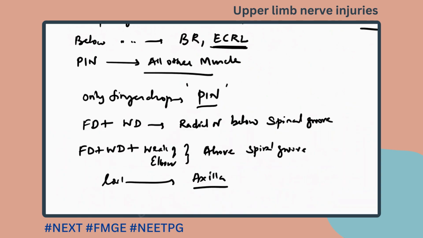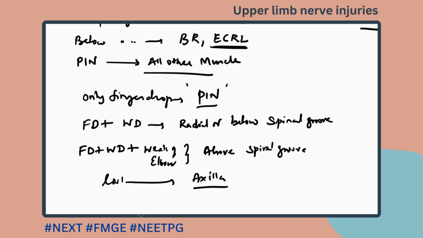So just a small recap. If I cannot extend my finger, the posterior interosseous nerve has got damaged. If I cannot extend my finger and I cannot extend my wrist also, both wrist and fingers drop, then it indicates the lesion is below the spiral groove. I can't do this, and my elbow extension is also weak, which means it is at the level of the spiral groove. If I can't extend the elbow also, my elbow goes into flexion, the lesion of the radial nerve is at a higher level.